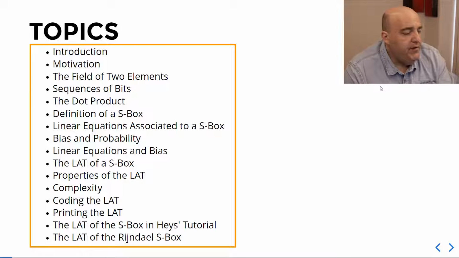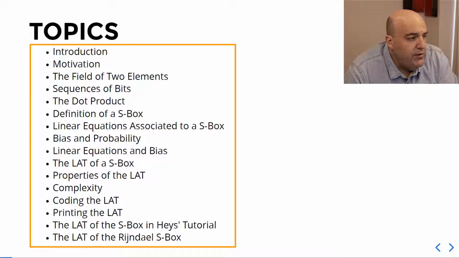Here's a list of our topics for this talk. We're first just going to introduce what we're going to define and a little bit of motivation of why we'd want to study that. And then we'll talk about the field of two elements, sequences of bits, the dot product, the definition of what an S-box is, and we'll talk about linear equations associated to an S-box. We'll talk about bias and probability and linear equations and bias. And then we'll finally be able to define the LAT of an S-box. And then we'll talk about the properties of the LAT and some things about the complexity and calculating it.